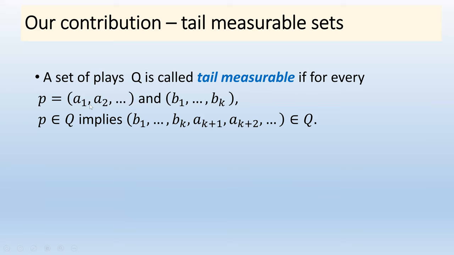Q is tail measurable if for every play that belongs to Q, if we replace the first K action profiles with any K action profiles, here B1 to BK, then the resulting play still belongs to Q. So replacing a finite number of action profiles does not affect the membership of this play in the set. In other words, if two plays coincide from a certain period on, and one of them belongs to the winning set here, Q, then the other one belongs to the tail set as well.